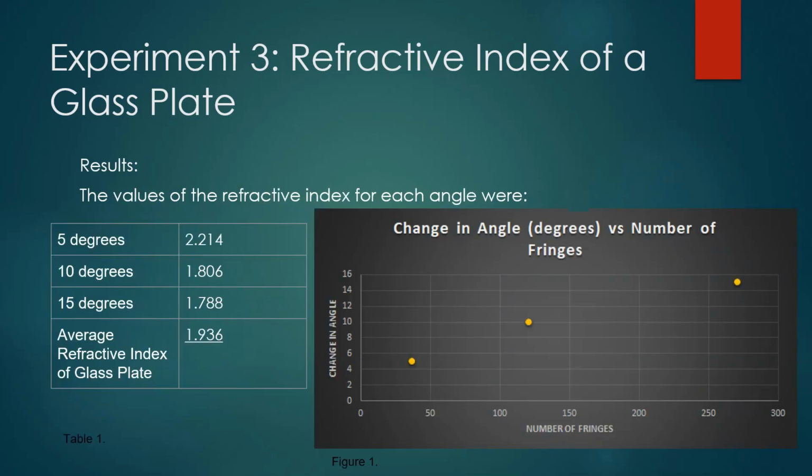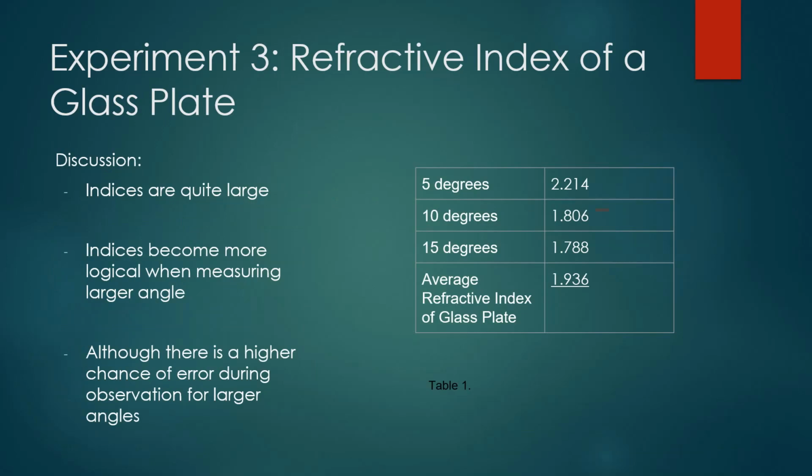The refractive indices calculated using each angle were as follows. 5 degrees harbored an index of 2.214, 10 degrees 1.806, 15 degrees 1.788, which resulted in an average refractive index of 1.936. Straight away in our analysis, we see that these indices are quite large. They become more logical when we measured higher angles, but still much larger than the desired value of about 1.5, which is the refractive index of commonly used glass.